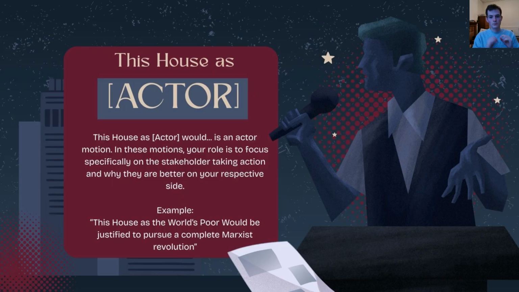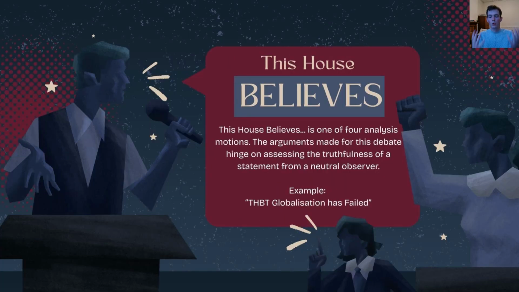So, moving on, we have our third, and this is a very broad, sort of encompassing motion type. It's an analysis motion. So the first analysis motion we have is this house believes. In this house believes motions, the arguments being made hinge on actually assessing the truthfulness of a statement from a neutral observer. An example of this might be, this house believes that globalization has failed. So it is a motion which could be true and could be false. It's then just simply which side is claiming it is true and which side is claiming it is false.